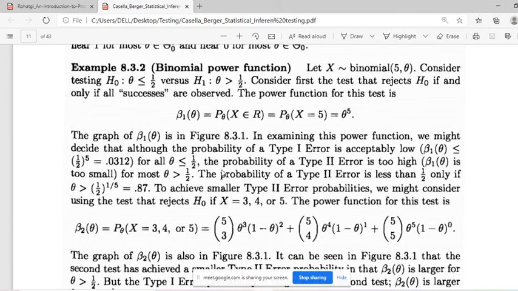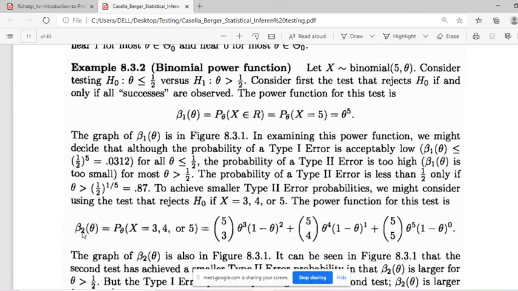So if x equal to 3, 4 or 5, this is another situation. Do not mix it with the earlier situation. This is a very different situation. That is, we are rejecting the null hypothesis if x equal to 3, 4 or 5. So what will be the power function?